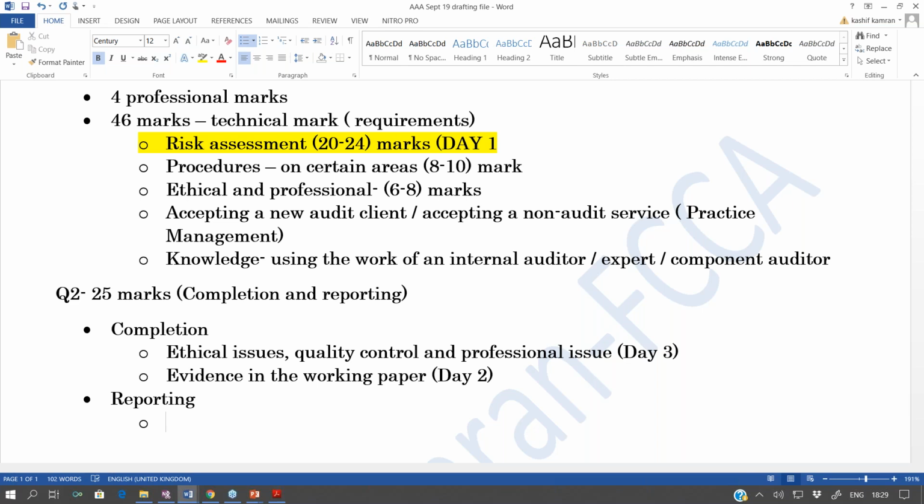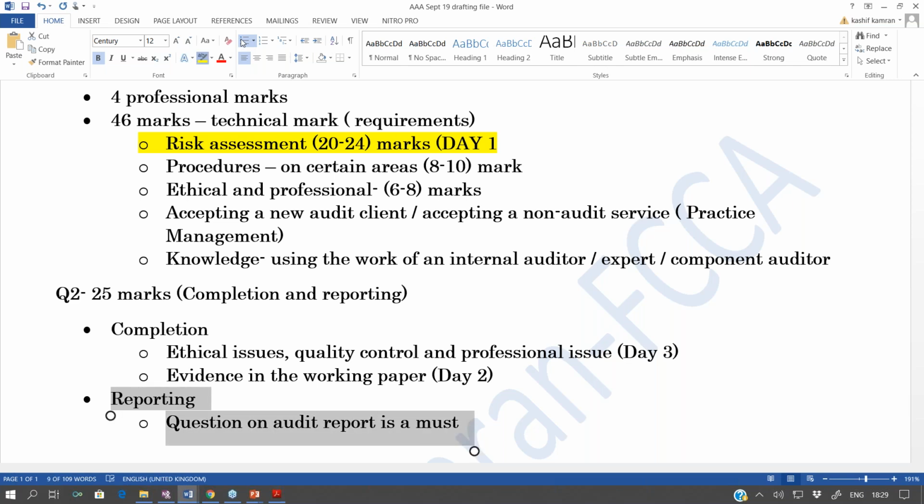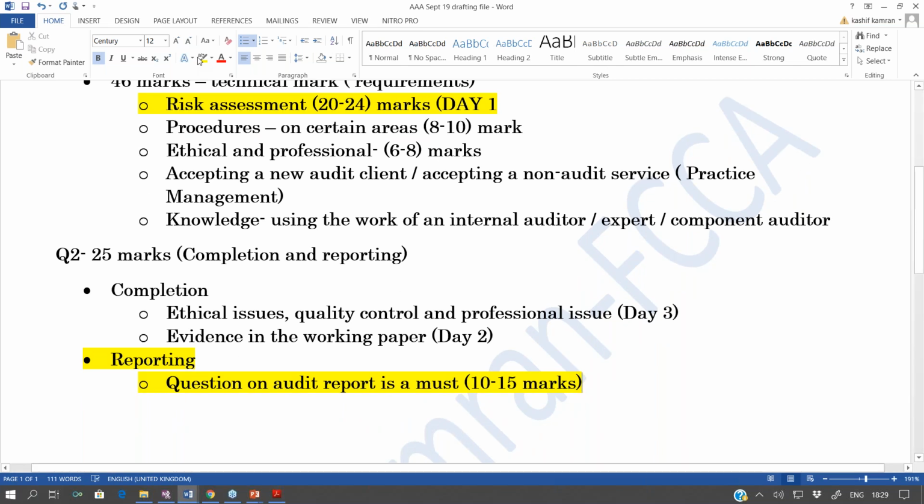A question on reporting, a question on the audit report, is a must. You cannot get a question 2 without a report, because the report is a must in question 2. Just like risk is a must in question 1, reporting is a must in the second question. Now, the examiner normally allocates 10 to 15 marks to a reporting question, and the remainder can go to any other area. Every exam sitting you find a question 2 on reporting for 10 to 15 marks.